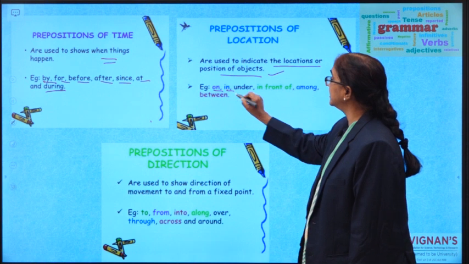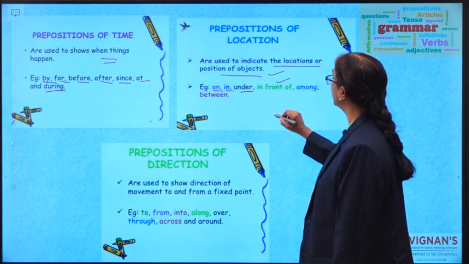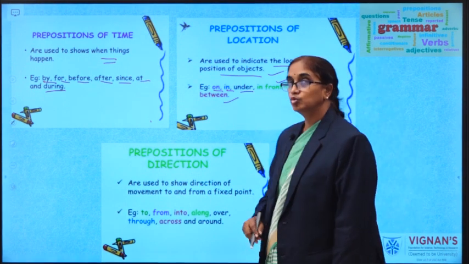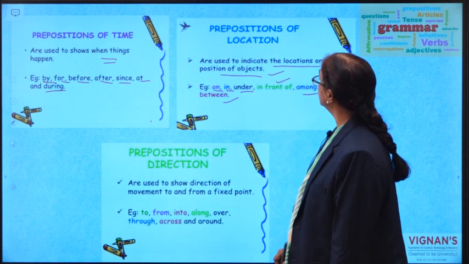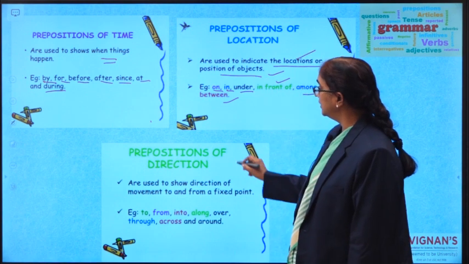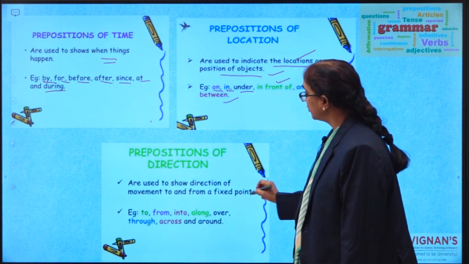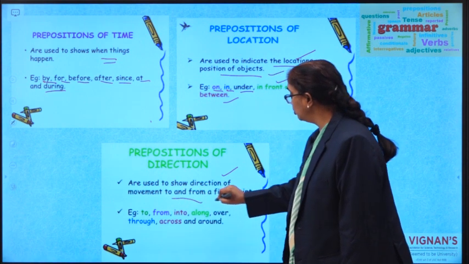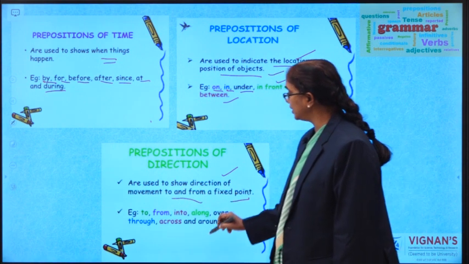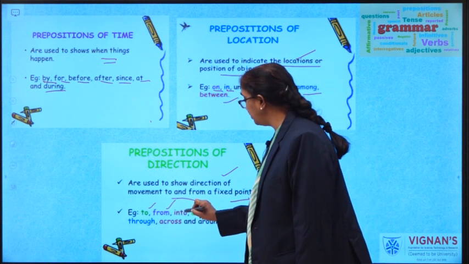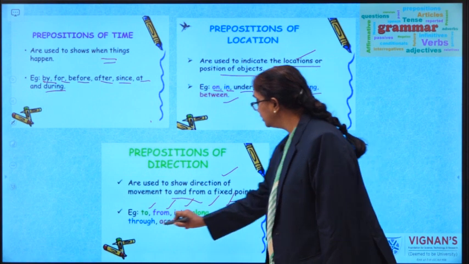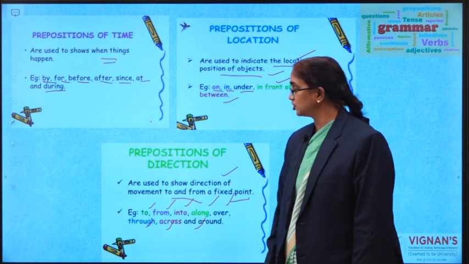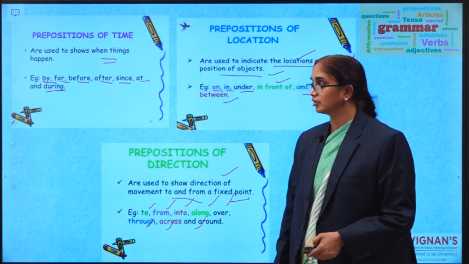On the table, in the desk, under the table, in front of my house, among the group, between the two rivers, and so on. They indicate to you the position or the location of something. Prepositions of direction are used to indicate or show the direction or the movement to and from a fixed point. For example, what are these prepositions? To, from, into, along, over, through, across, around, and so on. These are some of the prepositions which indicate to you the direction or the movement.